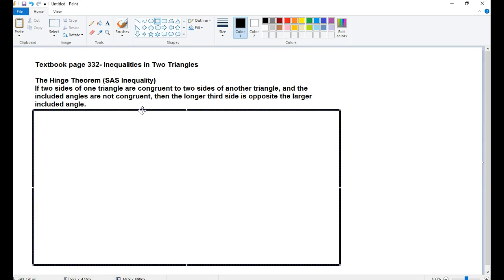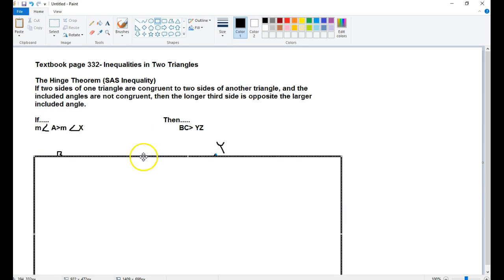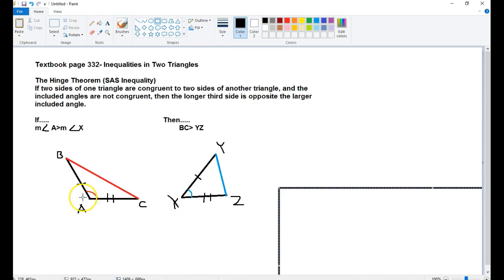So kind of basing off what we did in the last section with larger angles being opposite of the larger side. So if the measure of angle A is greater than the measure of angle X, then BC is greater than YZ. So that's all basically the hinge theorem is. It's basically the SAS, just with inequalities in the middle. That these are congruent, now they're longer, so the other sides are longer. Let's go through a problem where we use this.